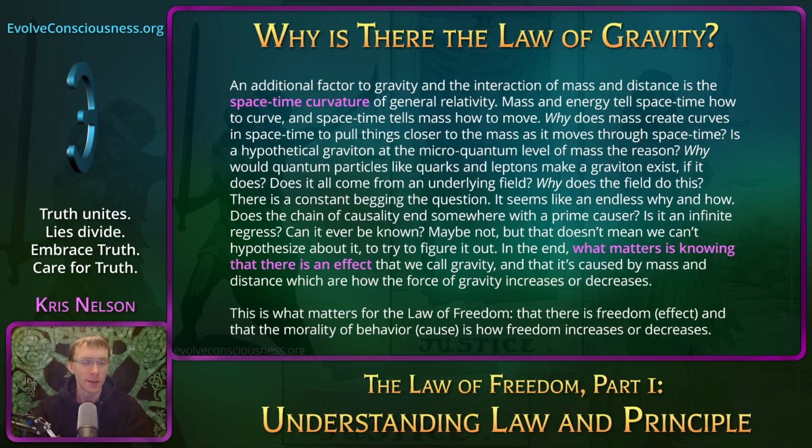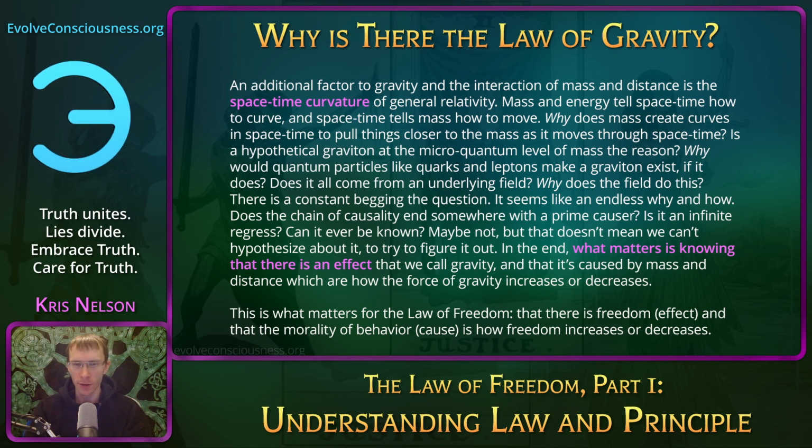Anyways, it's really interesting to look into. But still, we're left at, well, why does mass create curves in space-time to pull things closer to the mass as it moves through space-time? Is a hypothetical graviton at the micro-quantum level of mass the reason? Why would quantum particles like quarks and leptons make a graviton exist, if it does at all? Does it all come from the underlying field, that unified field? Why does the field do this?